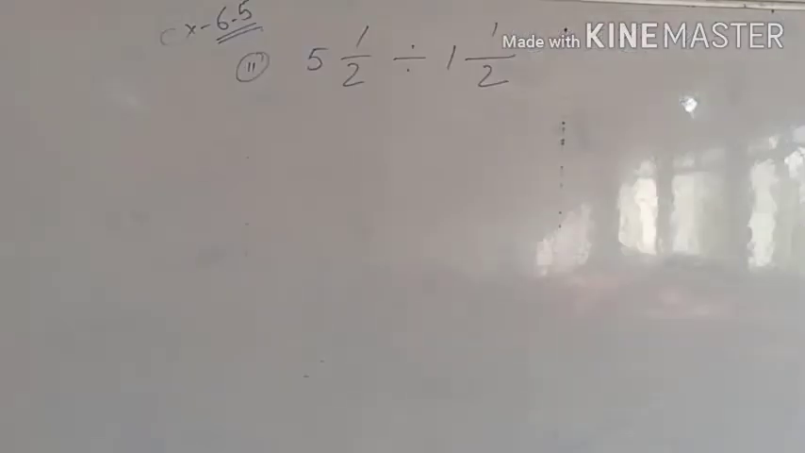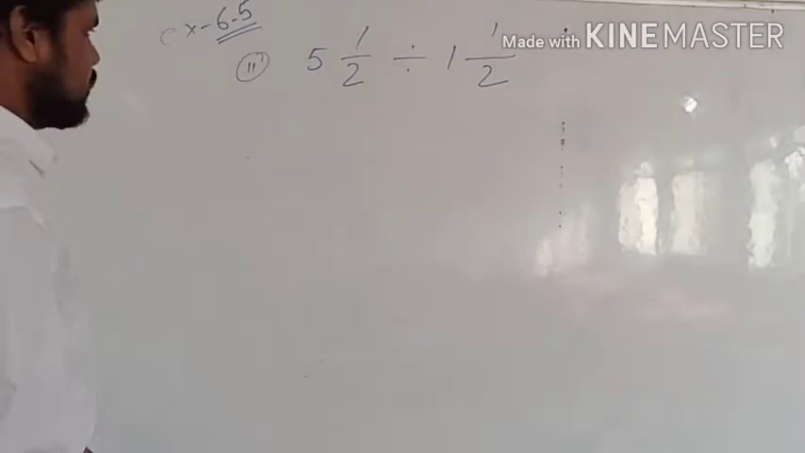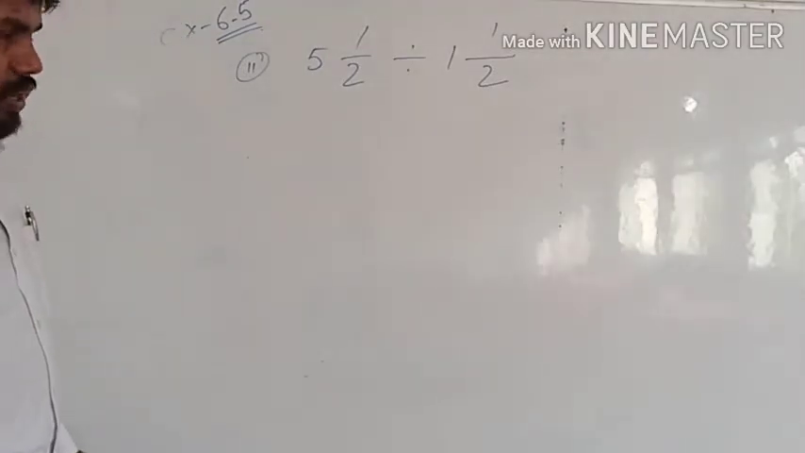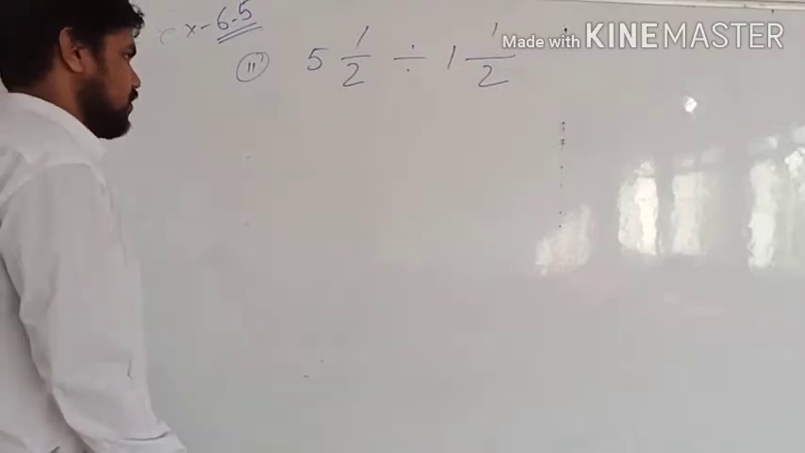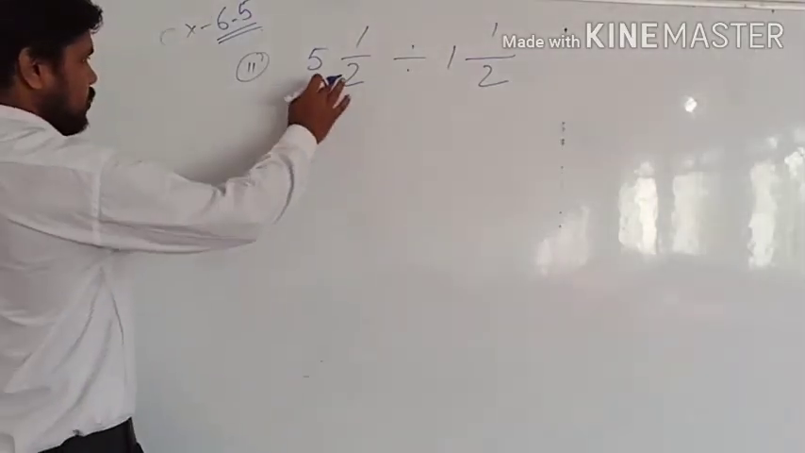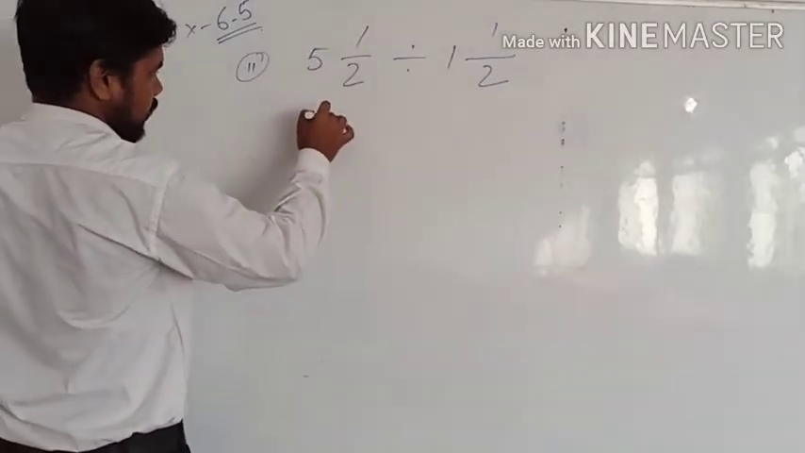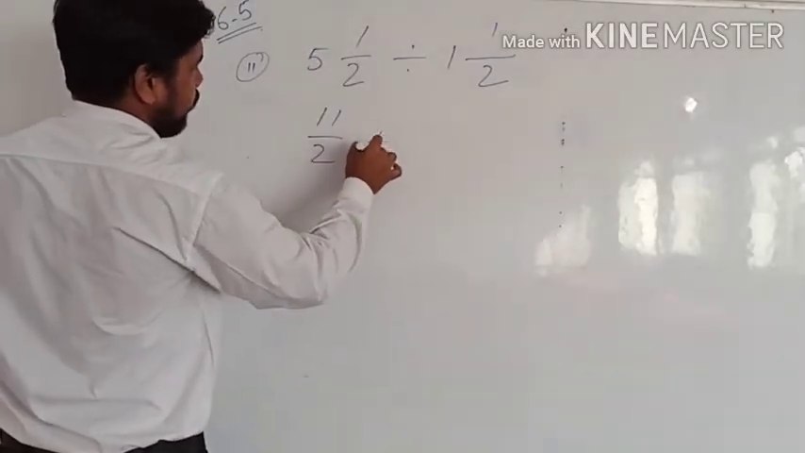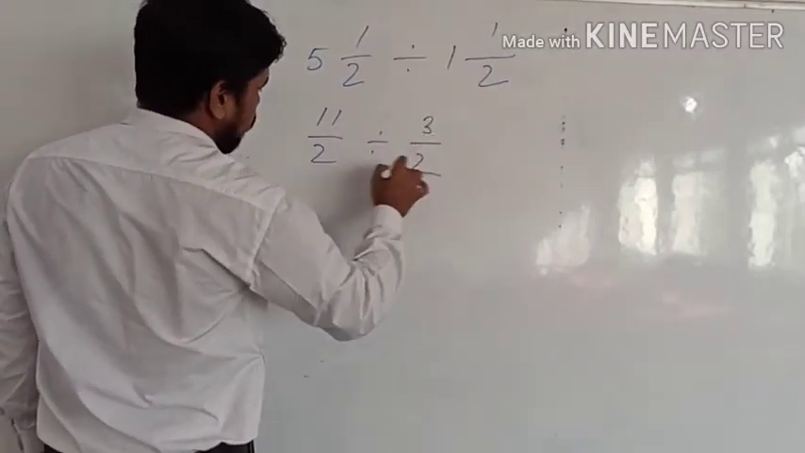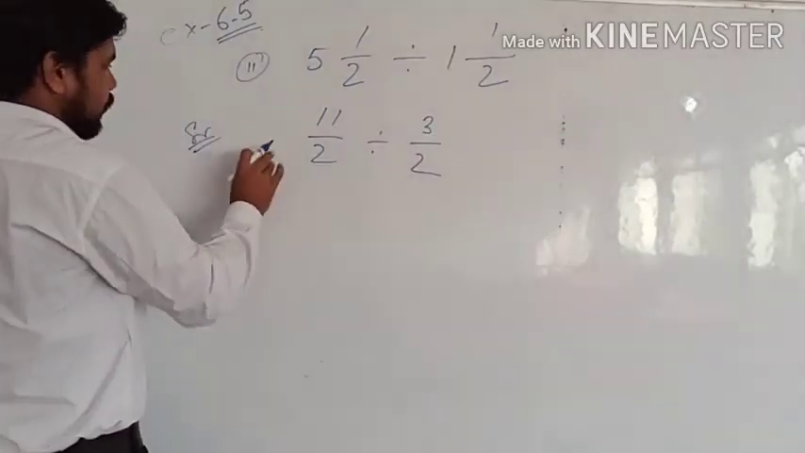So let us discuss some questions related to the exercise 6.5. So first we have taken 5 whole 1 by 2 divided by 1 whole 1 by 2. So if it is in mixed fraction, first you have to convert into improper fractions. So converting into improper fractions, this will be 5 2s are 10, 10 plus 1 is 11 by 2 divided by 2 1s are 2, 2 plus 1 is 3, so 3 by 2. So this is the required number we will get.